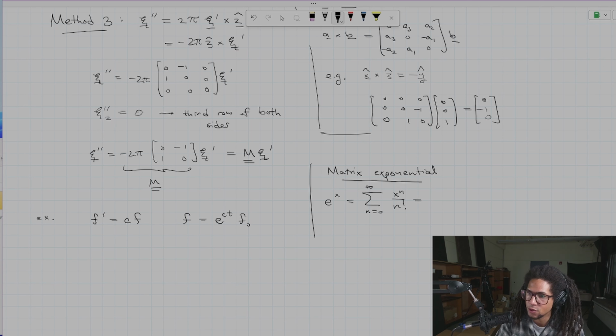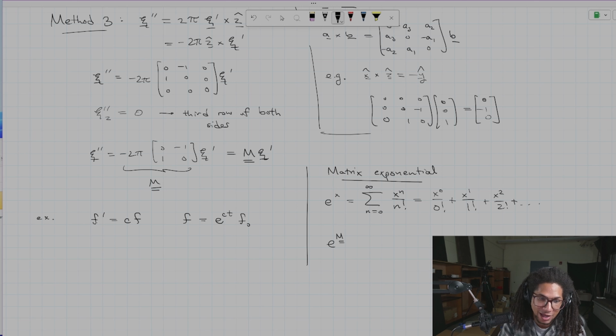So all I need to do is take x to the 0 over 0 factorial plus x to the 1 over 1 factorial plus x to the 2 over 2 factorial plus dot, dot, dot. The matrix exponential is just defined in exactly the same way, and it utilizes the fact that all of these operations are well defined for matrices. I'm allowed to divide by constants like factorials, and I'm allowed to raise matrices to powers as long as they're square. So if M is a square matrix, then I can do the exact same thing that I did here. M to the nth power over n factorial.